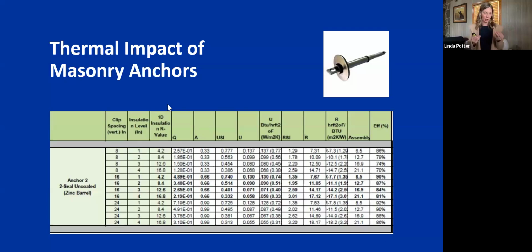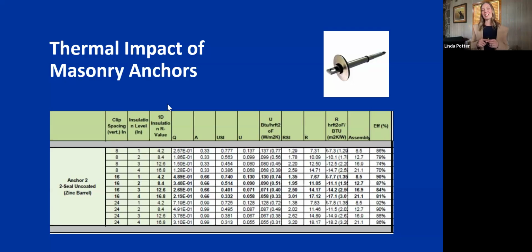We took a zinc anchor and spaced it at 8 inches, 16 inches, and 24 inches on center, and put it through a scenario of 1 inch of insulation up to 4 inches of insulation, and asked ourselves, how did it impact the insulation effectiveness? At 1 inch, let's look at 16 inch because that's typical masonry spacing. You're at 90%. Okay, no big deal. I would say, yeah, let's not worry about it. But look at 4 inches. 4 inches shows us 81%.